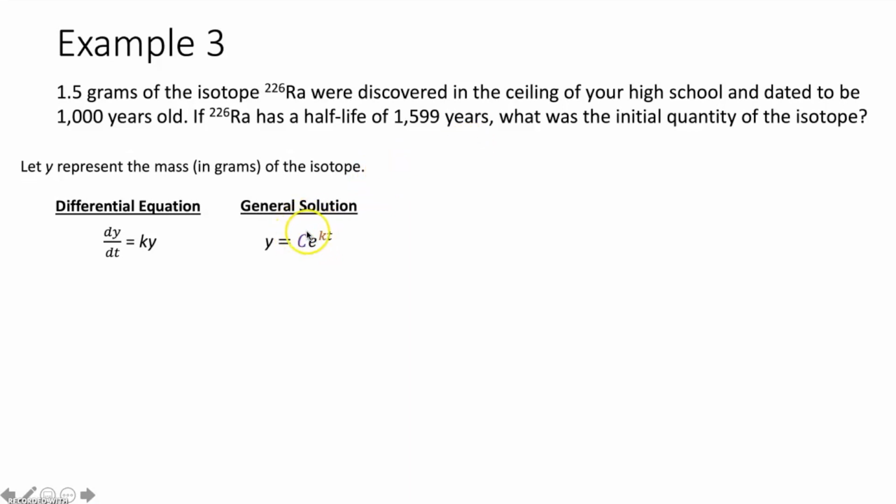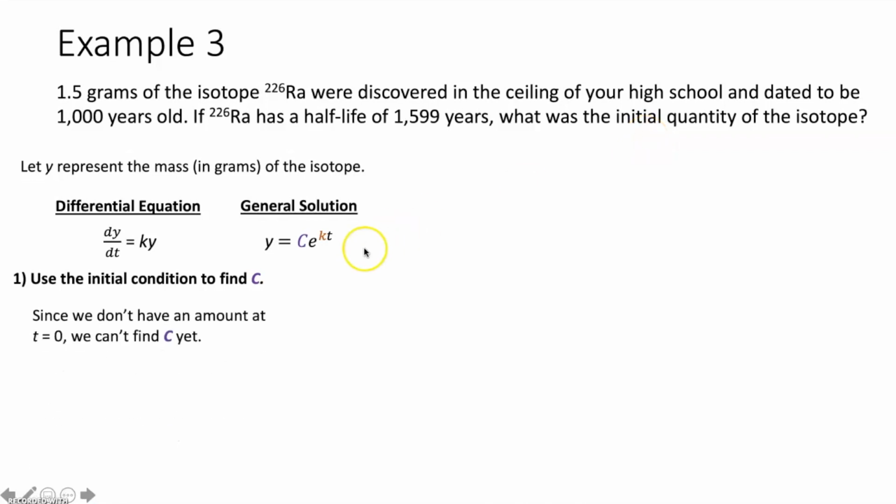So which one do we want to find first? Well, typically we find c first. And we find c by using the initial condition where our independent variable, usually t or x, is equal to 0. That's going to be our initial quantity. Well, in this case, we actually aren't provided an initial quantity. Therefore, we can't solve for c first. That's what we're trying to find. Interesting. So then let's go ahead and find k.